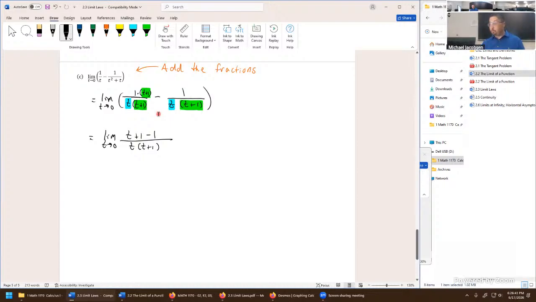There's a problem like this in the homework assignment as well. Just a good review on algebra, getting through this kind of problem. It simplifies further with that like term. This becomes the limit as t goes to 0 of t over t times t plus 1.